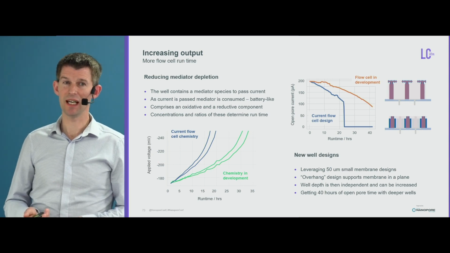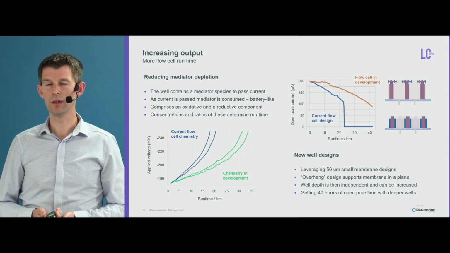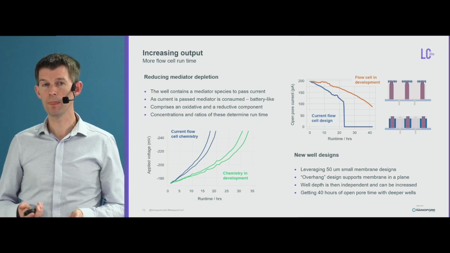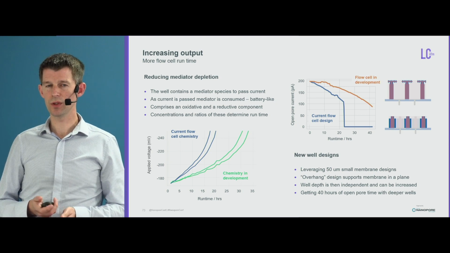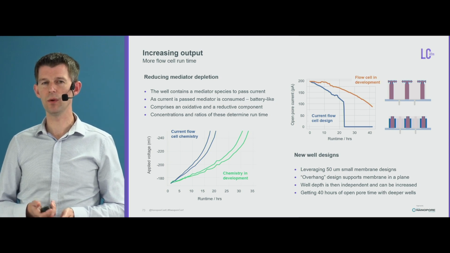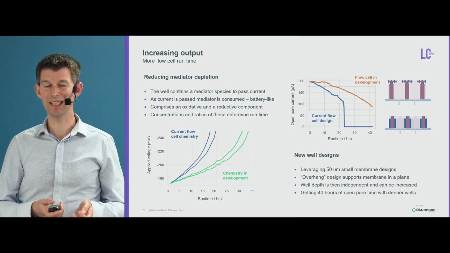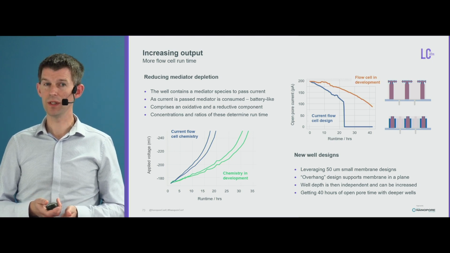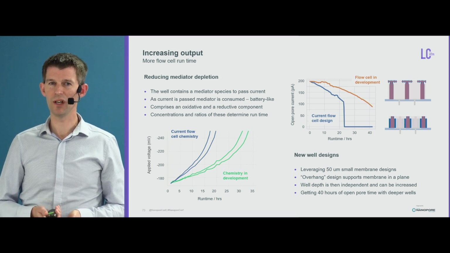Now, in terms of increasing output, we've got a couple of ways we can do that. One of the main limitations on how long we can run the device for is the electrochemistry in the well. And we've got two ways of addressing that. One, we can tweak the ratios and the concentrations and the exact chemistry that's in there. And we think by doing that, we can perhaps double the runtime. We've got proof of concept on that, so that's something we're working on right now.